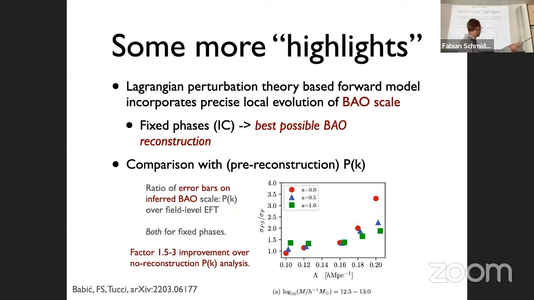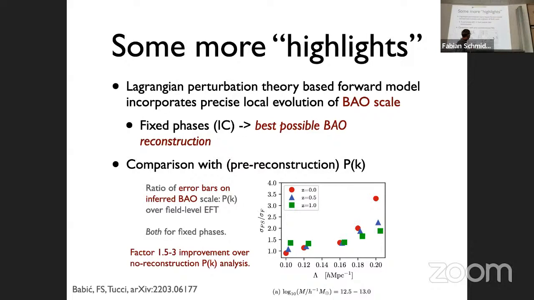And you can see here the ratio of the error on the BAO scale inferred from the power spectrum approach to the one from the field level. For low cutoffs on large scales, you basically recover that they give the same error bar, which makes sense because at sufficiently large scales, everything is a Gaussian random field, the galaxies are a Gaussian random field, and basically all the information is in the power spectrum. So we expect this convergence to happen. But as you go to smaller scales, larger cutoff values, we see a significant improvement in the constraints by a factor of order two.